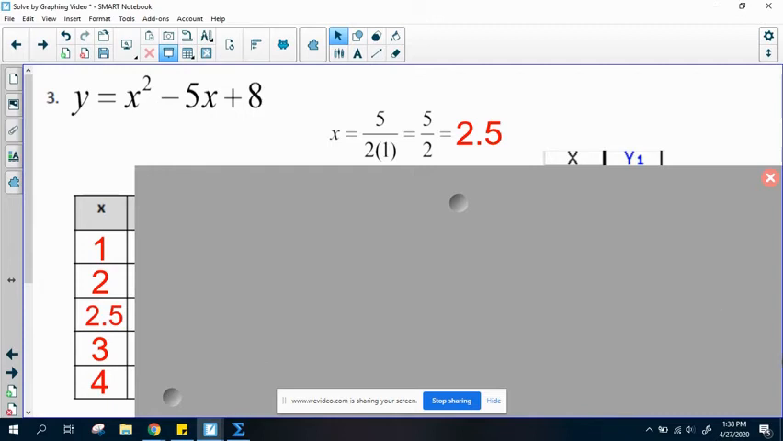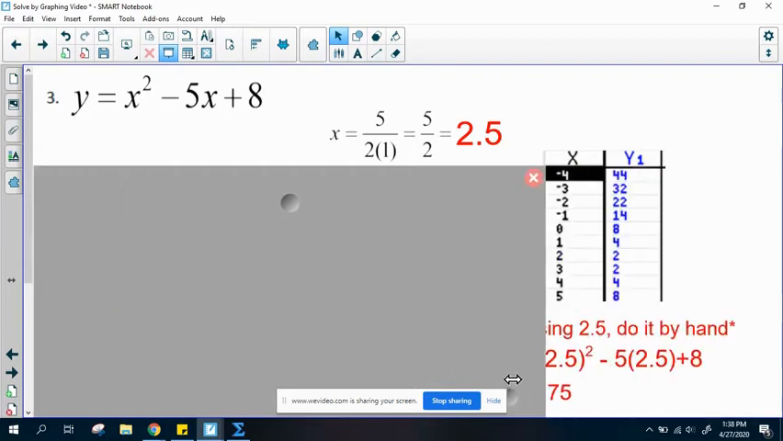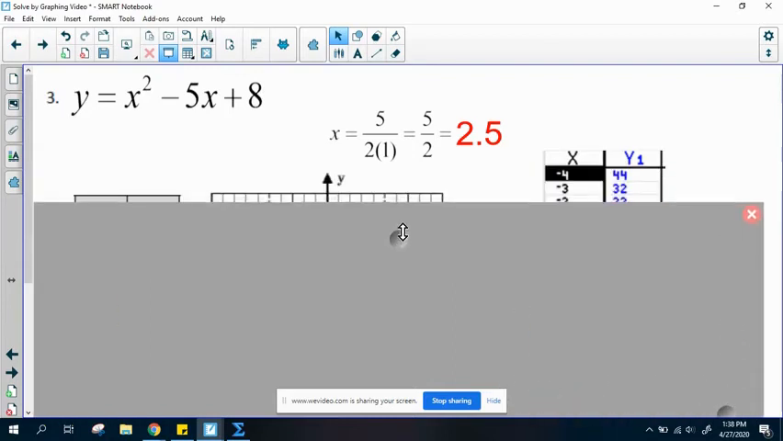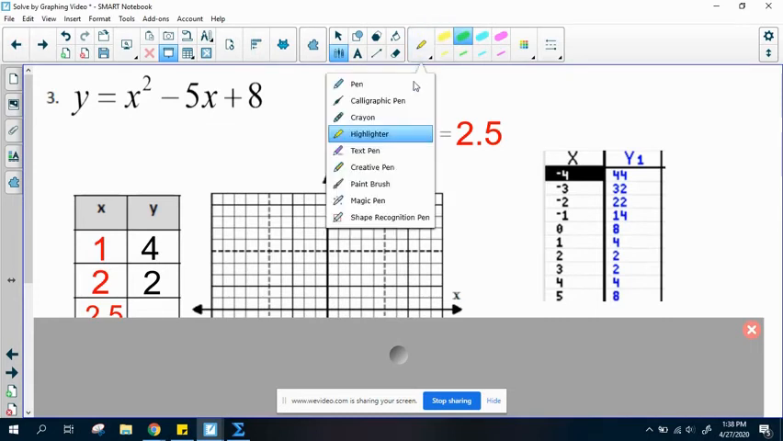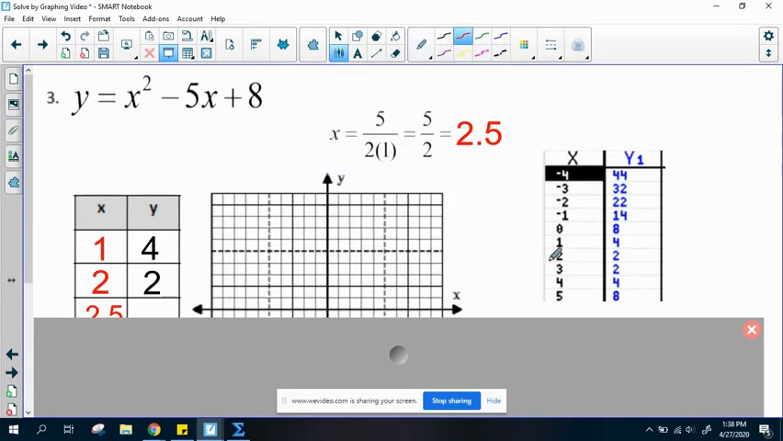Okay. Then if I have my graphing calculator, I'm going to hit the y equals button. I'm going to type in x squared minus 5x plus 8. And then I'm going to hit second graph to look at the table, or I'm doing it the long way. Either way, you are going to end up with this table. Once again, know that you're missing the middle. So you're missing the 2.5. So you have the 4 and the 4 matches and the 2 and the 2 matches, but you're missing 2.5. So again, you have to do this one by hand.